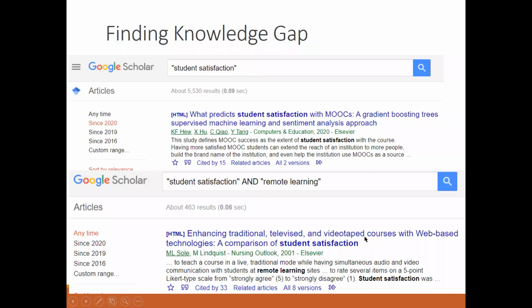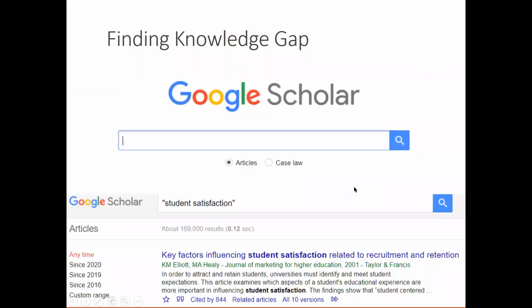Okay, so we have started today's session. In the last session, we were discussing finding knowledge gap, and we discussed finding knowledge gap on Google Scholar. Now, when we talk about knowledge gap, it is very important for you to understand that knowledge gap is not a random combination of terms.